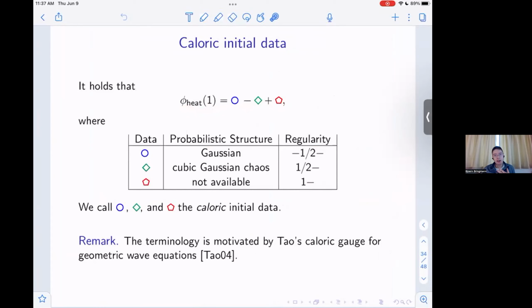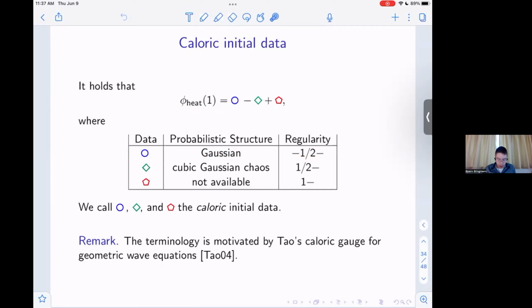And this is a little bit unusual, but I'll be able to explain this in a couple of minutes. Okay, let me just explain for now what these are. So the first one that we encounter here, which is this blue one, this is Gaussian. So it has extremely good probabilistic properties. But it does have a very, very low regularity. It has regularity -1/2 minus. So it has this very low regularity that we were expecting to see.